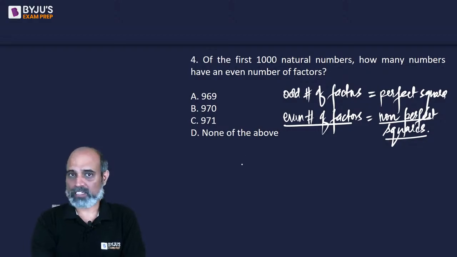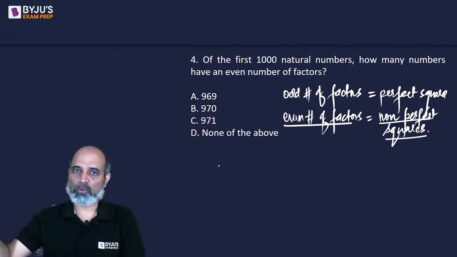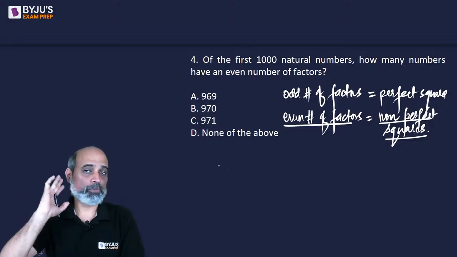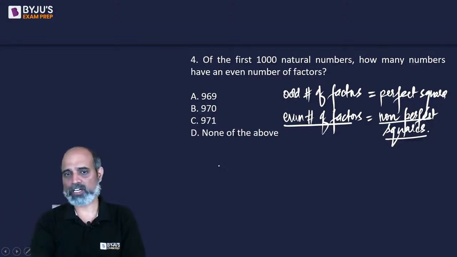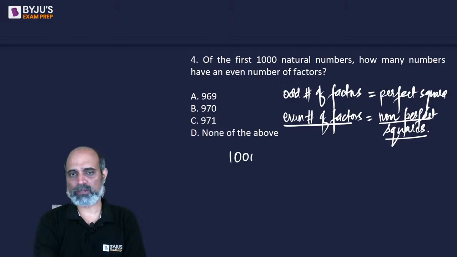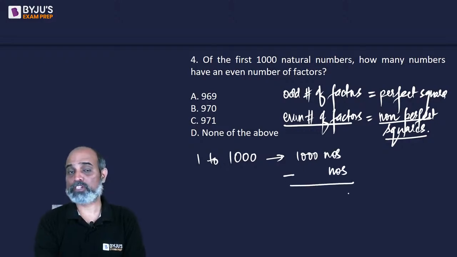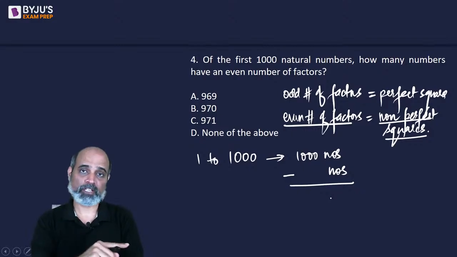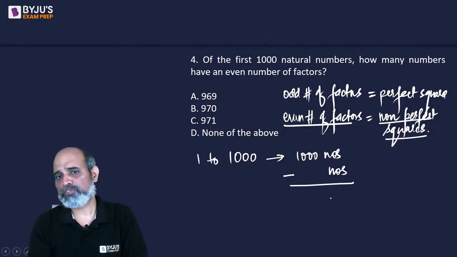So how many perfect squares are there up to 1000? Instead of writing down all the non-perfect squares and adding them, that will be a humongous task. That will be very difficult. So let's do one thing. We are saying that there are 1000 numbers from 1 to 1000. From there, if I subtract all the perfect numbers, perfect squares, not perfect numbers, perfect squares, I'll get all those numbers which are not perfect squares.